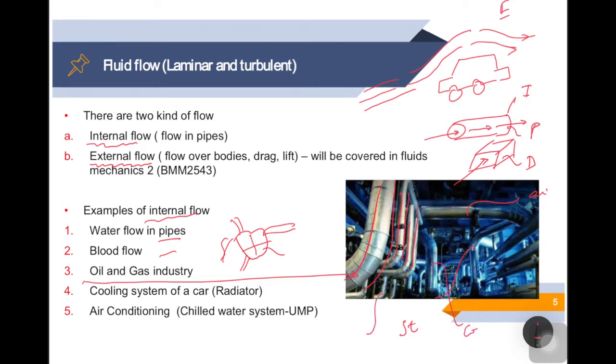Then there is drainage, etc. So there you've got different types of piping systems and networks available. Then you have even smaller systems, like the cooling system of a car or a radiator, which we will see in the next example. And an air conditioning system is an example of a duct. So this is all about internal flow and external flow.